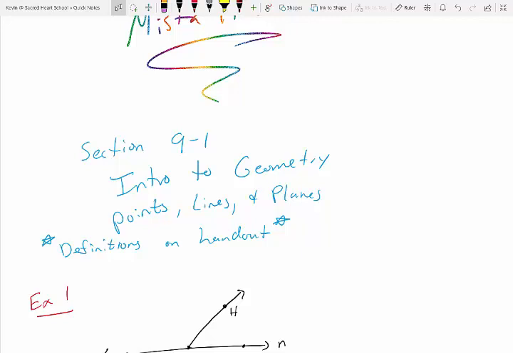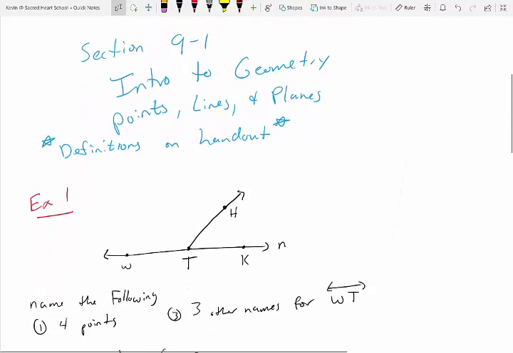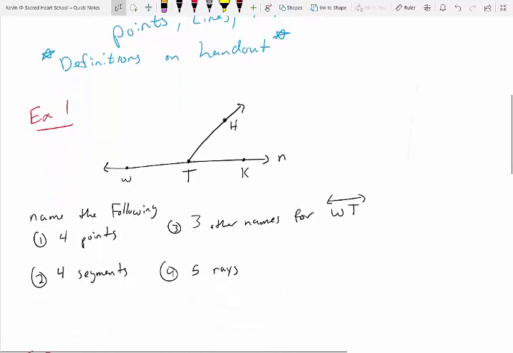You should have a handout with definitions on it, so you don't have to copy those down. We're going to use those to help us with some of these problems.